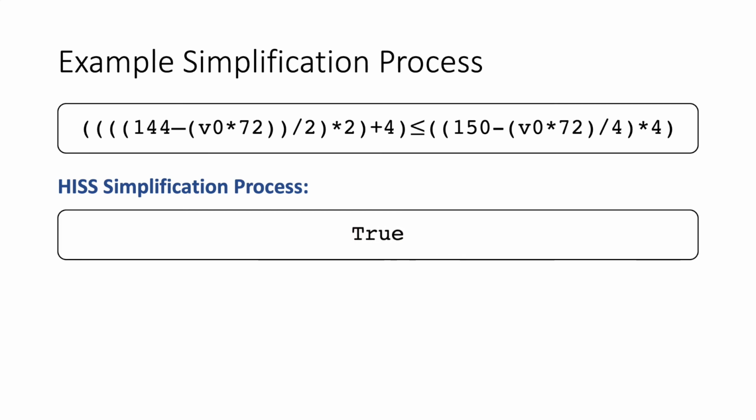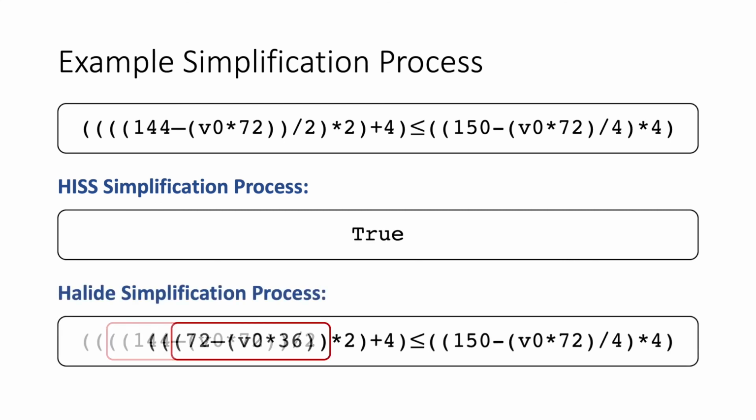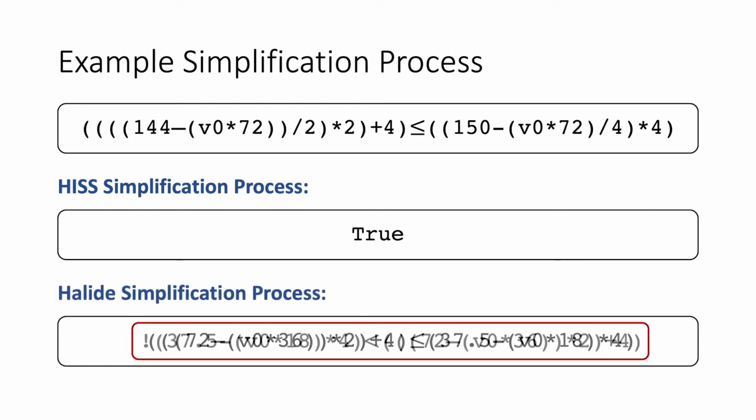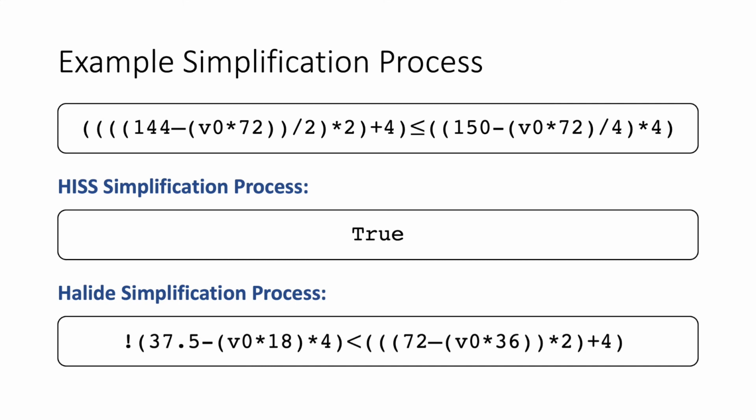However, this rule is missing in the Halide predefined rule set, and thus the Halide algorithm, which only uses this predefined rule set, gets stuck. This comparison illustrates why solely relying on human predefined rules is insufficient.